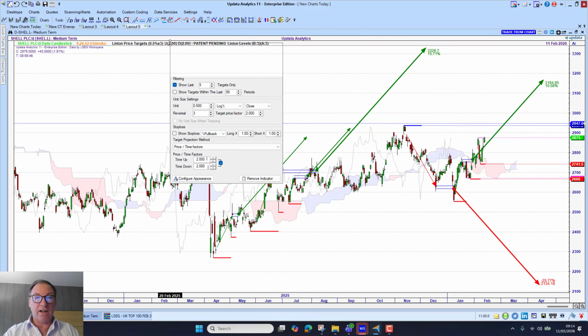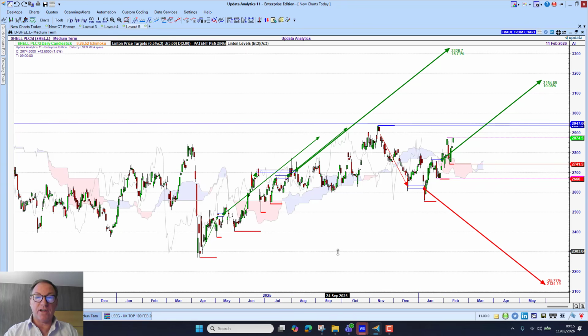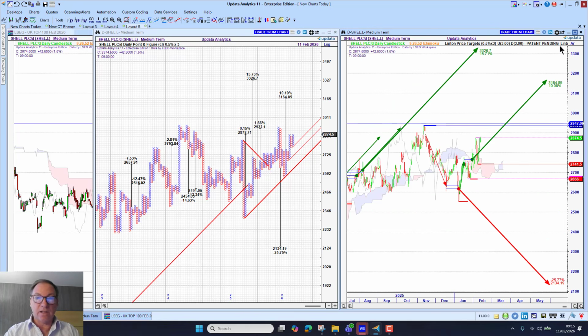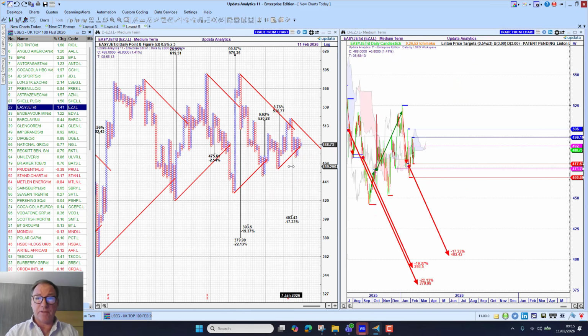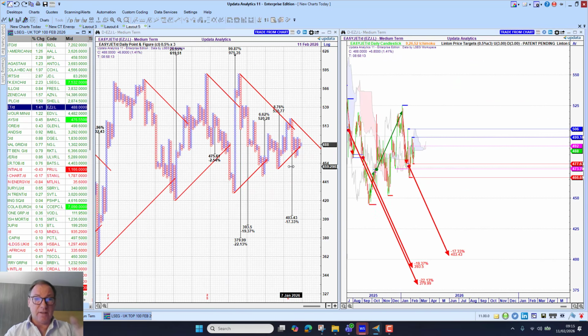And of course, you can adjust the slope of the targets as well. There's a whole methodology behind how the targets work. And so the key thing is, all we're doing is just matching up the targets. So that's where they come from on the chart.